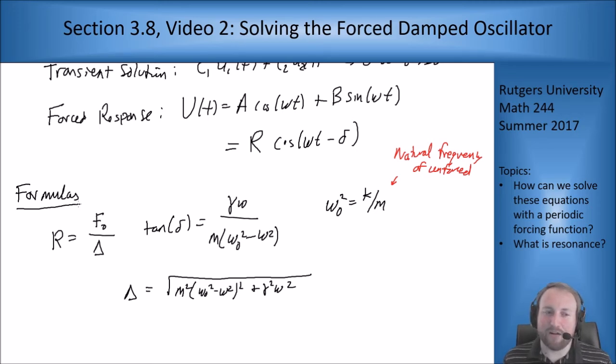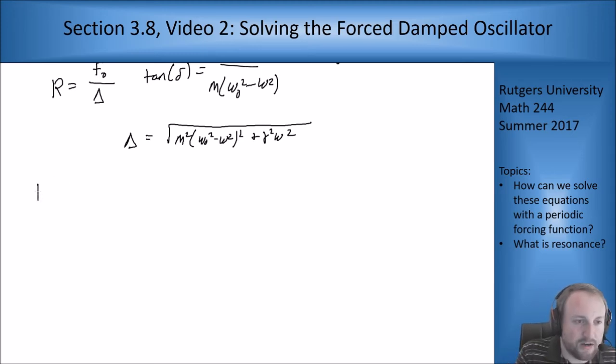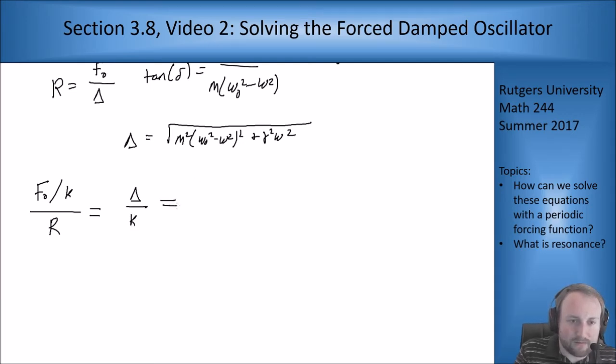Let's take a look at what r ends up being compared to the ratio f naught over k, because f naught over k would be the displacement if I didn't oscillate and just pulled it directly, and r is the amplitude of the oscillation when I do oscillate. So let's see what that looks like. I'm going to look at the ratio of r to f0 divided by k. Just by looking at my setup, this is delta over k. I'm not going to do all the messy algebra. It involves pulling out an omega naught squared from the entire inside of the square root sign, simplifying and canceling things, and what you end up seeing is this nasty expression here.